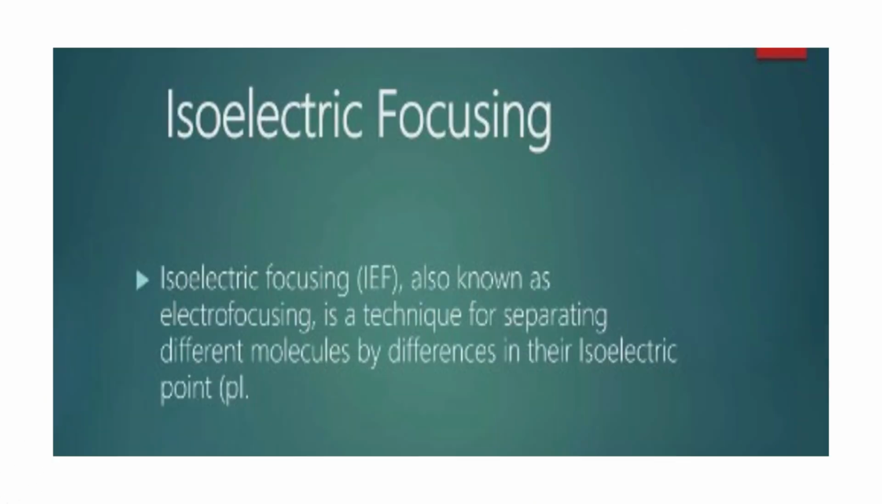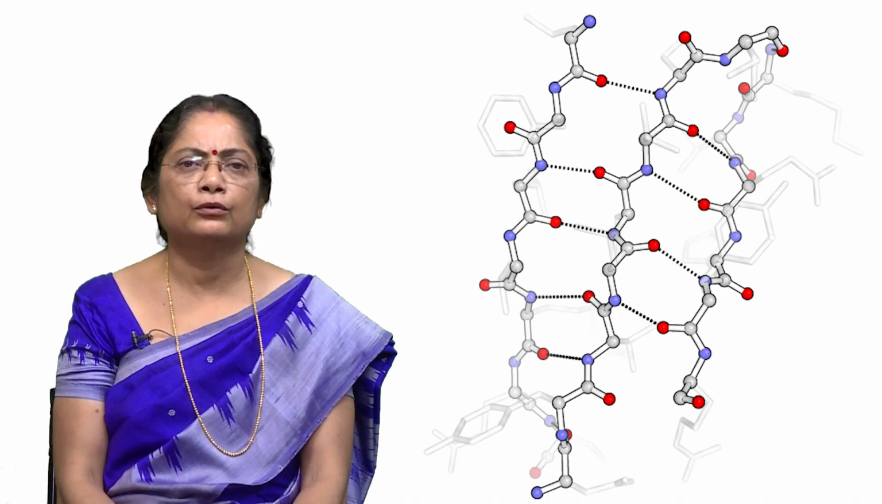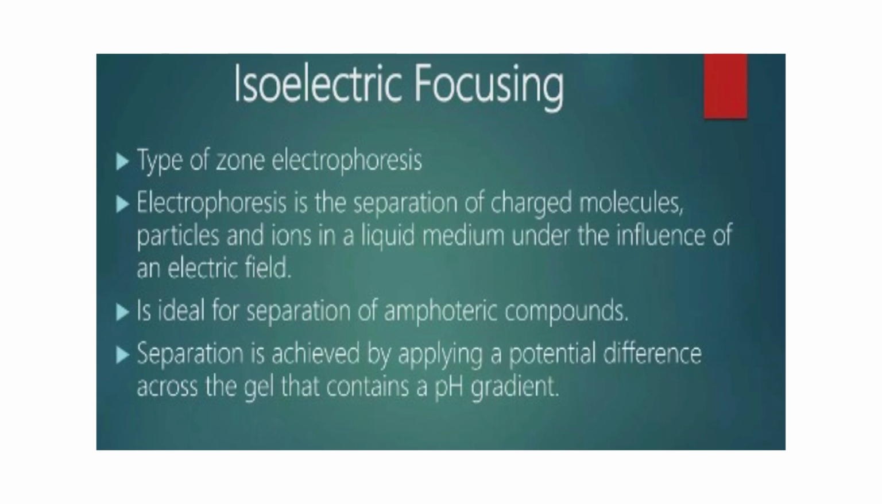So, what is isoelectric focusing? It is a type of zone electrophoresis. Electrophoresis is the separation of charged molecules or particles, which we have already done, and ions in a liquid medium under the influence of an electric field. So, electrophoresis is separation of molecules under the influence of an electric field. It deals with separation of amphoteric compounds. Separation is achieved by applying a potential difference across the gel that contains a pH gradient.